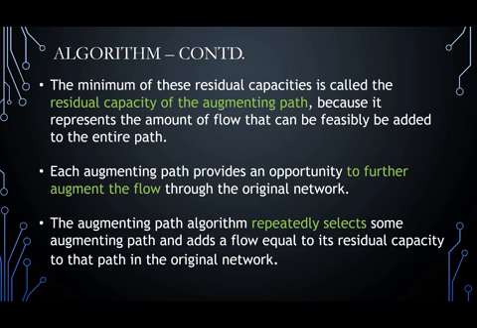Hope you have understood. The augmenting path algorithm repeatedly selects an augmenting path and adds a flow equal to its residual capacity to that path in the original network. So we try to allow flow through individual paths. We try to take all the possible paths one after the other and allow the flow to happen through each of them. Each of the paths will be considered.